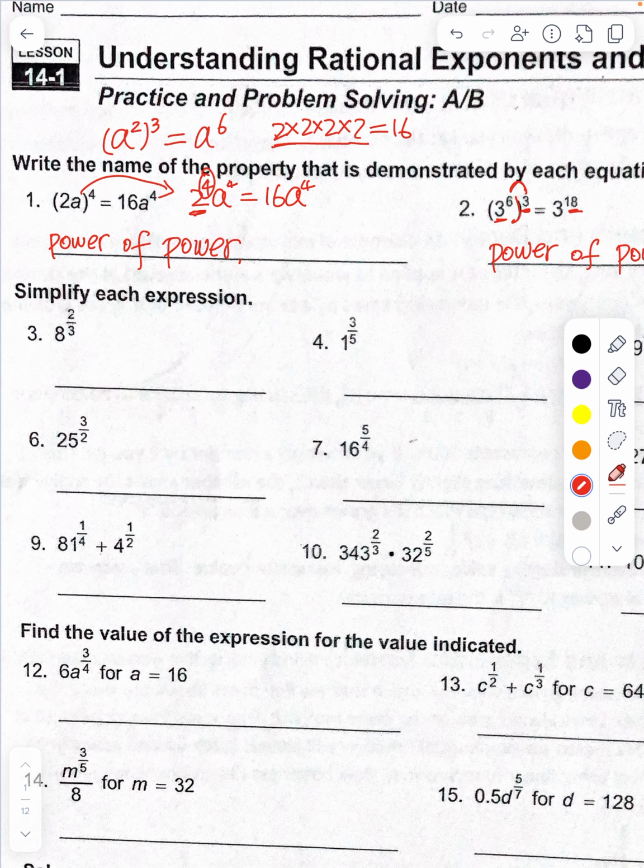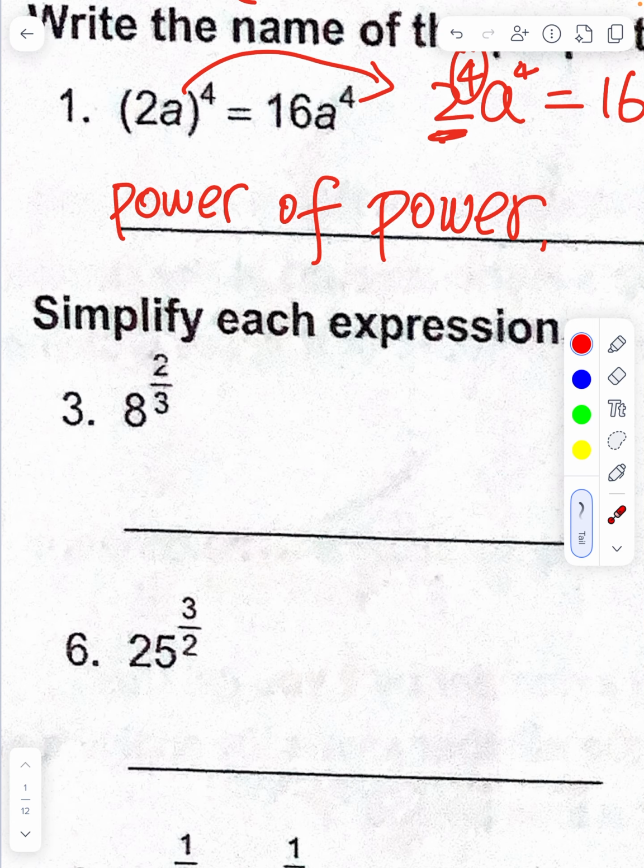Number 3, simplify the expression. When we simplify the expression, when the power is a fraction, what should we do? The power is a fraction, or we call it an exponent, right? This part is a fraction. When we have a fraction exponent, the real power is on the top, and the bottom part is the root.